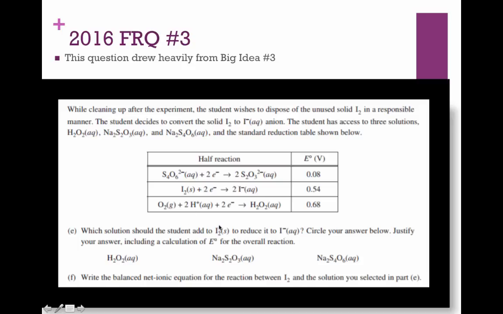So let's start with what this is asking us. So this says we want I2 to reduce down to I-. So we want to look at this middle half reaction. This is the one that we want to take place. So we want I2 to reduce to I-. So this middle half reaction is the one that we want to focus on. When you focus on cell potential, these are the standard reduction potentials.